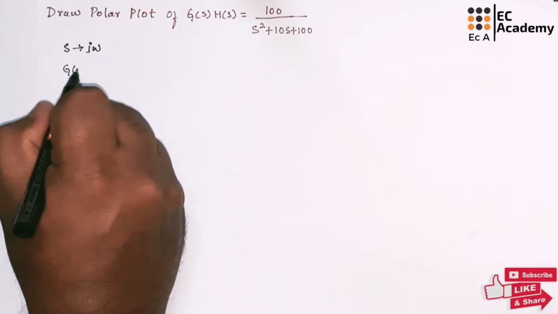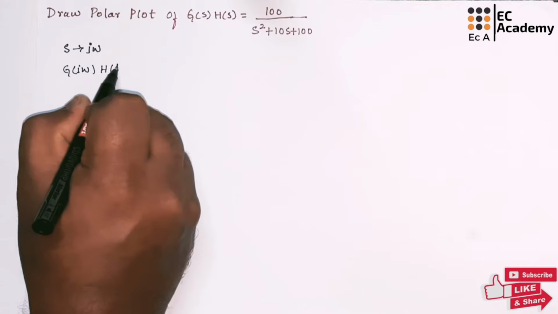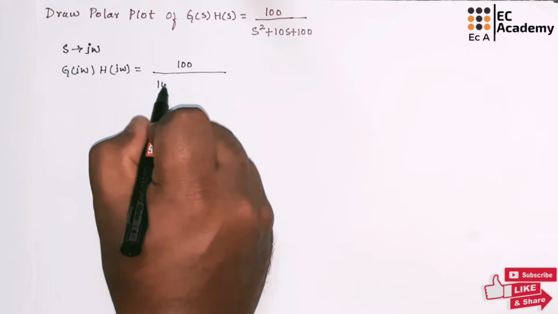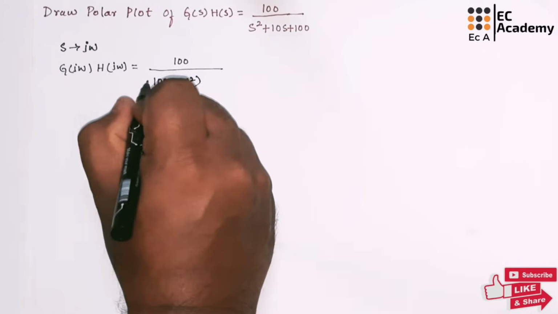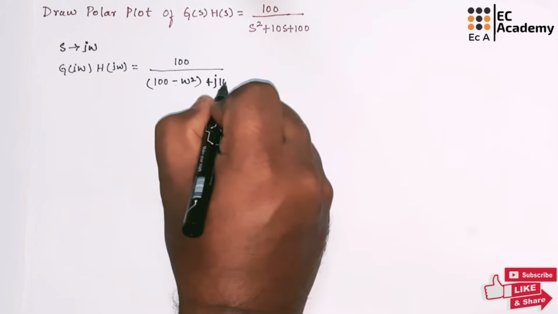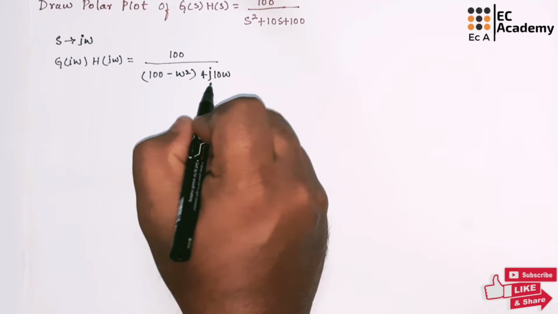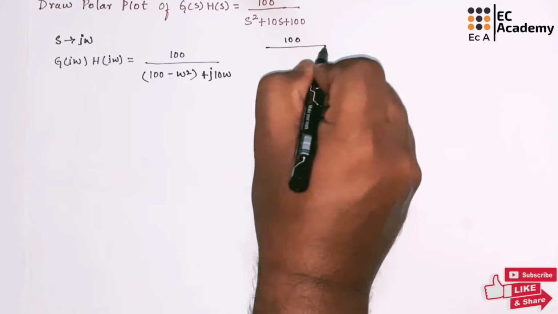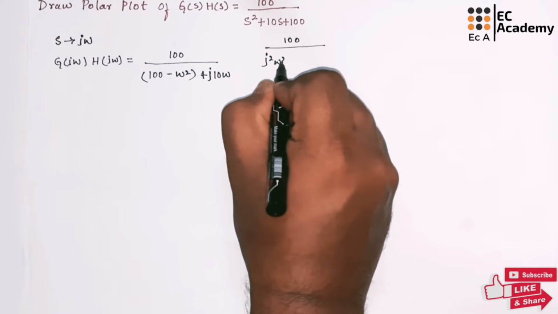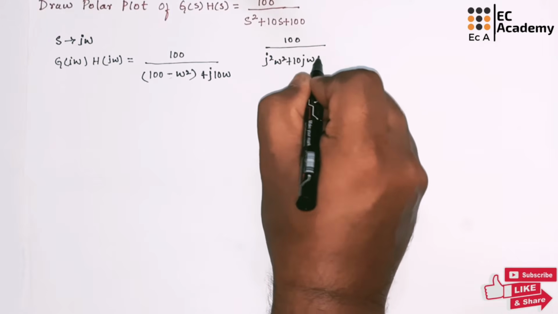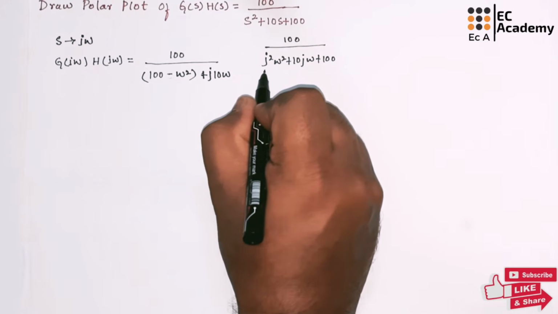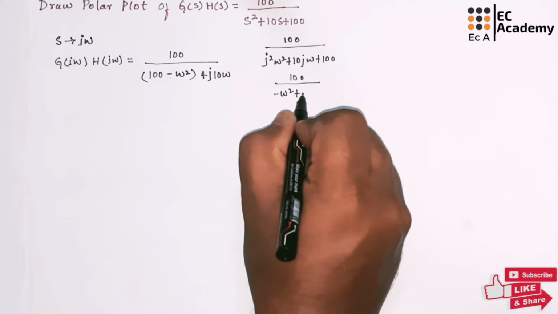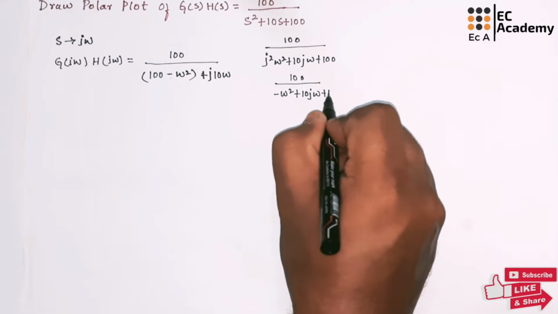So we will get G(j omega) H(j omega) equal to 100 divided by 100 minus omega square plus j10 omega. So how have we written this equation? In this expression we have replaced s with j omega. So we will get 100 divided by j square omega square plus 10 j omega plus 100. J square is minus 1. That's why we can write this expression as 100 divided by minus omega square plus 10 j omega plus 100.